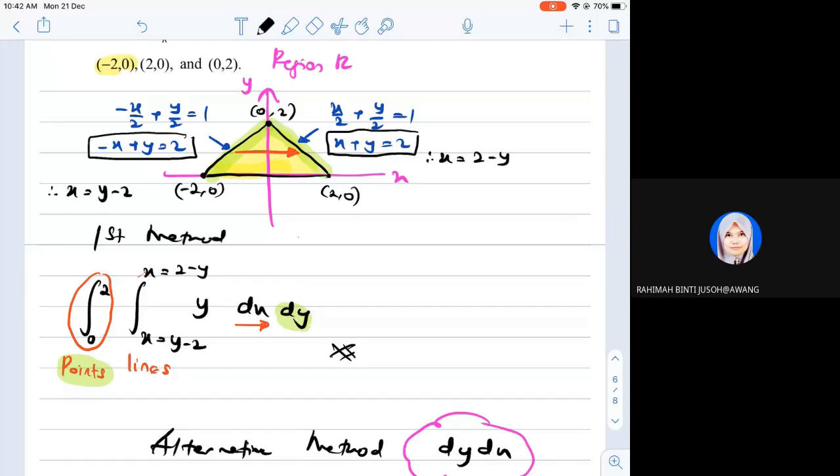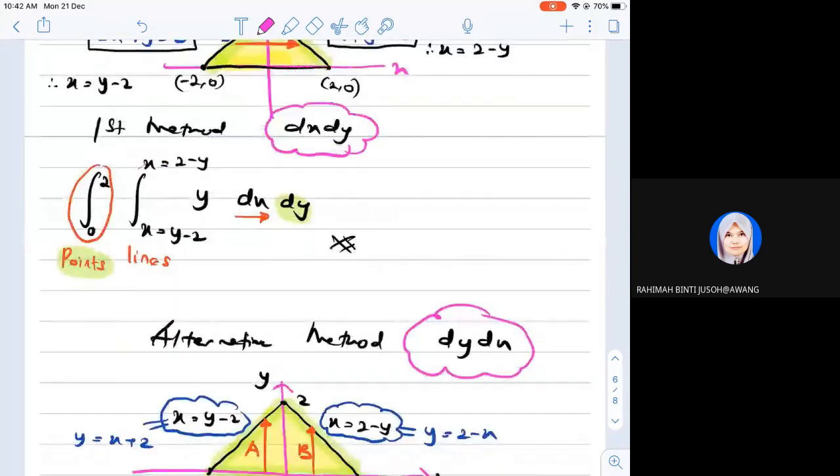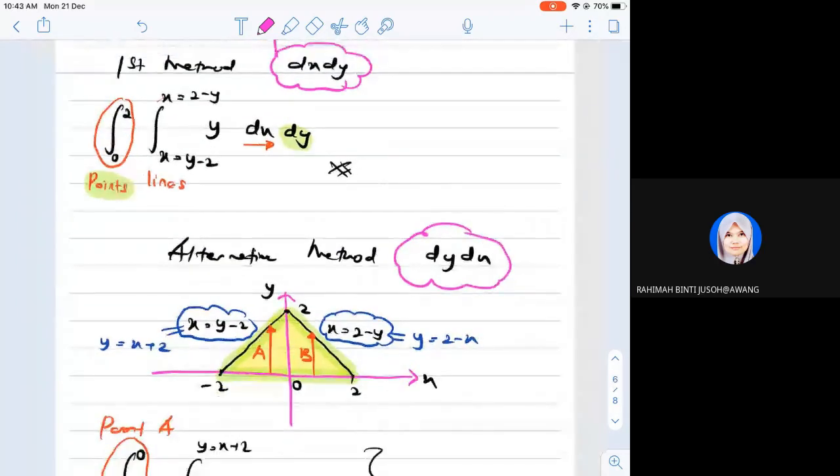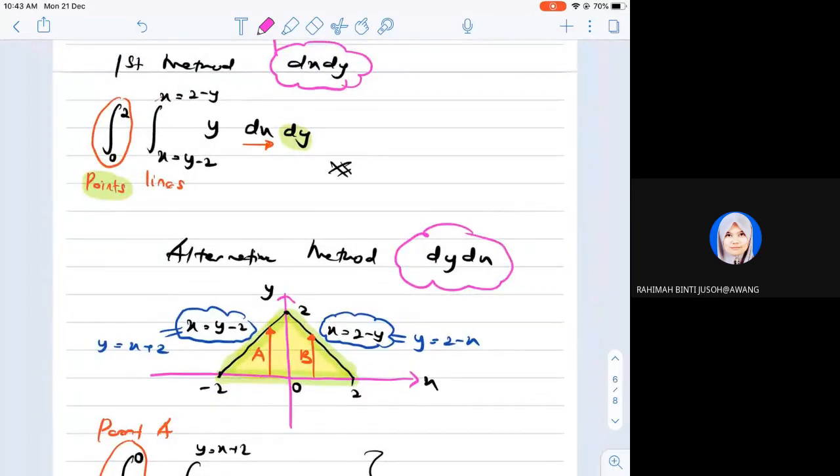So you have to be creative, guys. When you look at the region, it's up to you whether you want to solve dx dy or dy dx. Both will give you the same answer. Don't worry, you can try to find out the answer later. Seriously, both will give you the same answer.